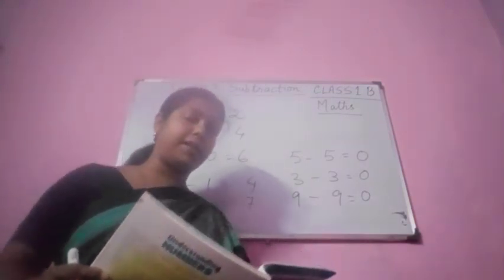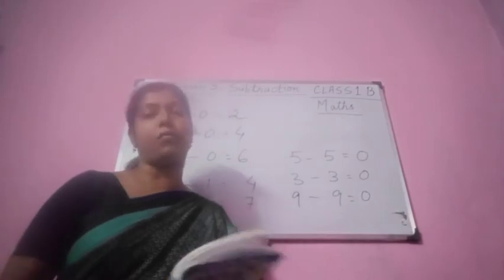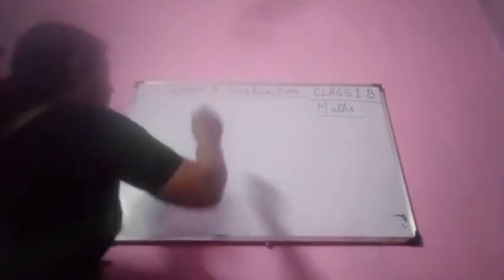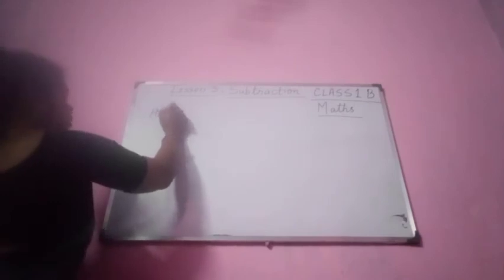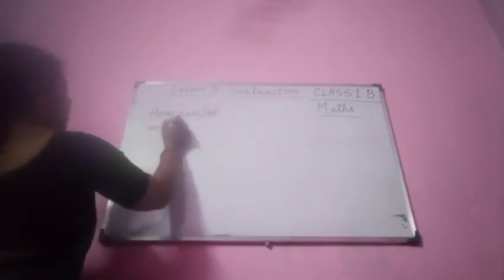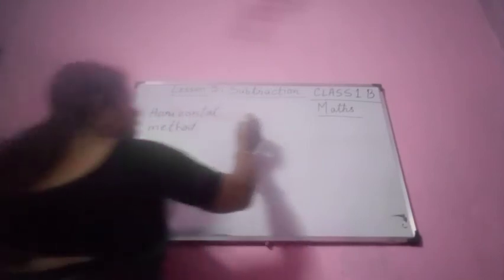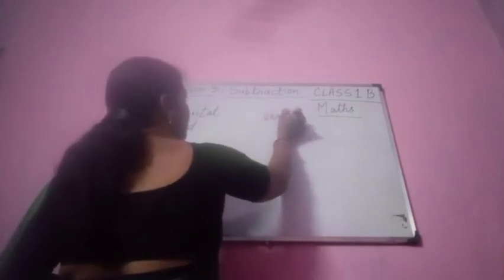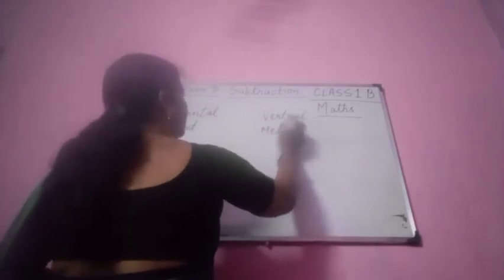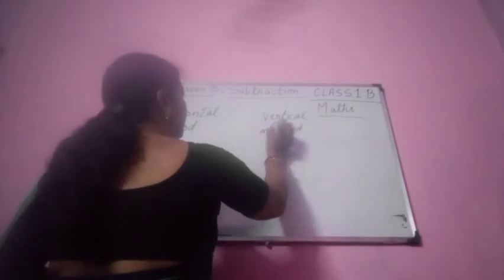Now I will teach you subtracting in 2 ways. One is the horizontal method and one is the vertical method. Now you see children, I will teach you subtracting in 2 ways. One is the horizontal method. In addition also I taught you, one is the horizontal method. Okay, and another is the vertical method. Vertical method, okay? So let us do this. Okay, horizontal method and vertical method.